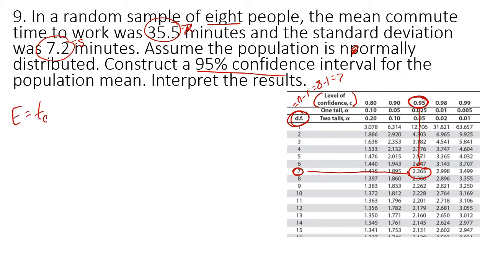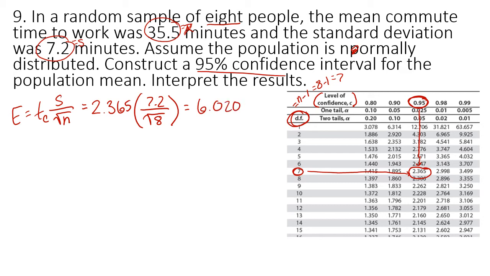So now our margin of error is a very similar formula. The only difference is we have a t instead of a z because we have an s instead of a sigma. So that's 2.365 times s, which is 7.2, divided by the square root of our sample size, which is 8. If you do all of that, you get 6.0203.